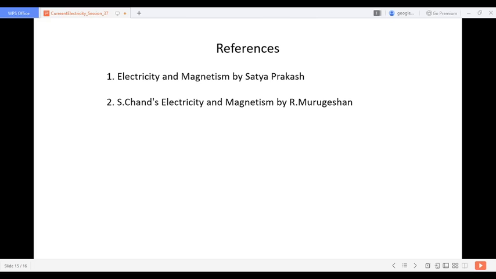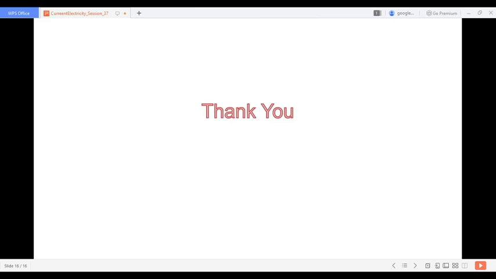The references are Electricity and Magnetism by Satyaprakash, S. Chand, Electricity and Magnetism by R. Murugesan. Thank you.